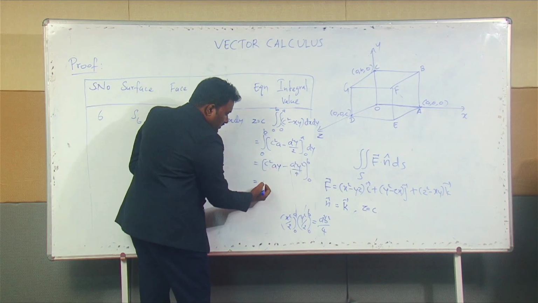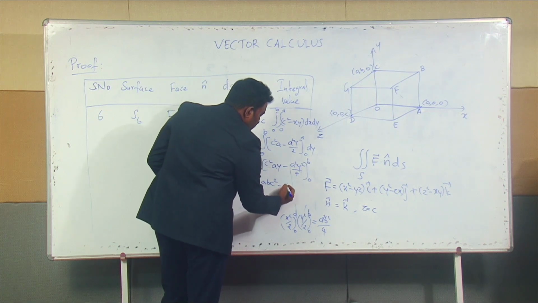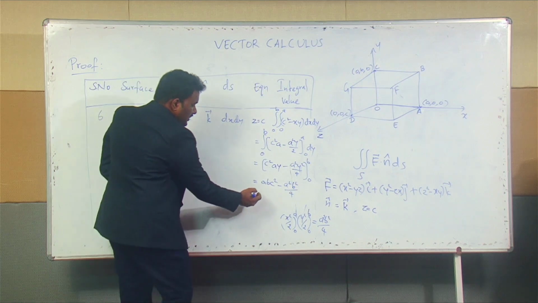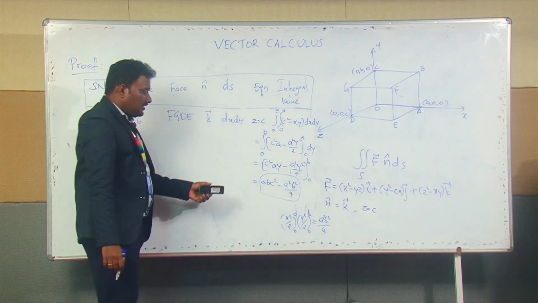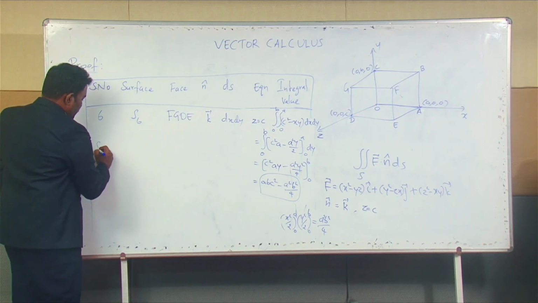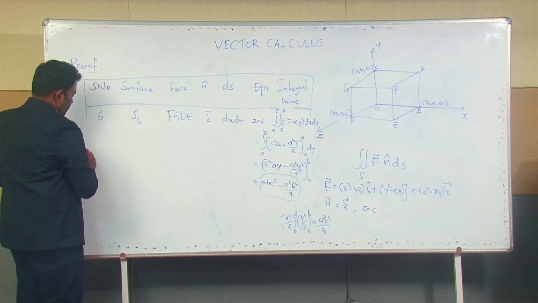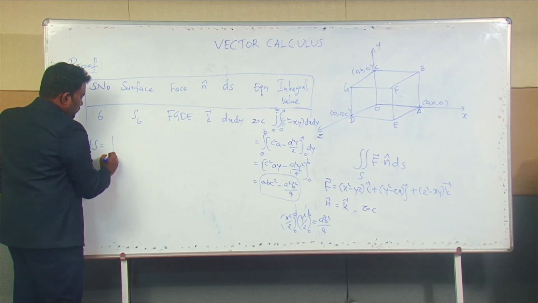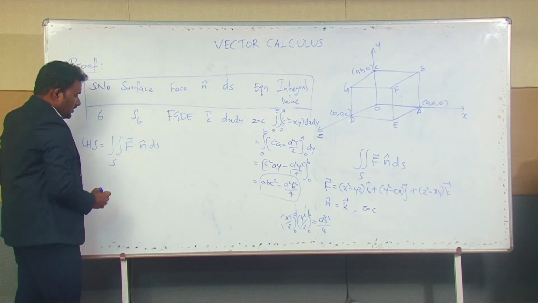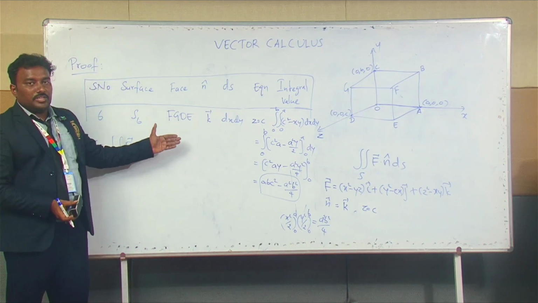So, applying the limit, we get abc squared minus a squared b squared divided by 4. This is the surface integral for the surface S6. Now, the left hand side is equal to this double integral of f dot n cap dS along the surface S, which was divided into 6 surfaces from S1 to S6.